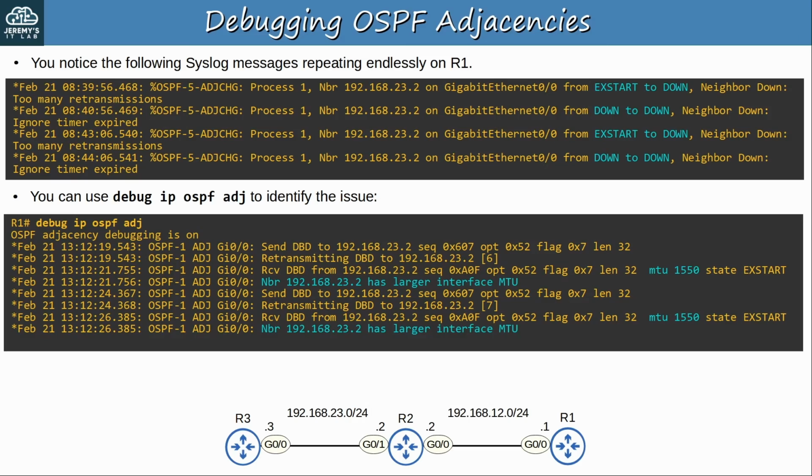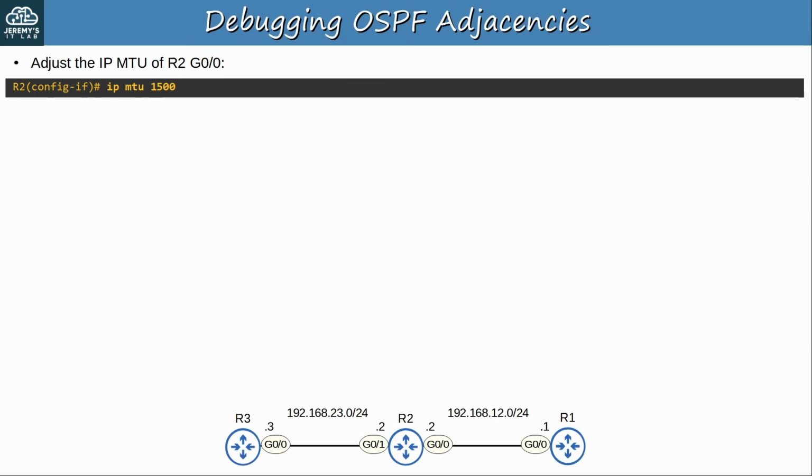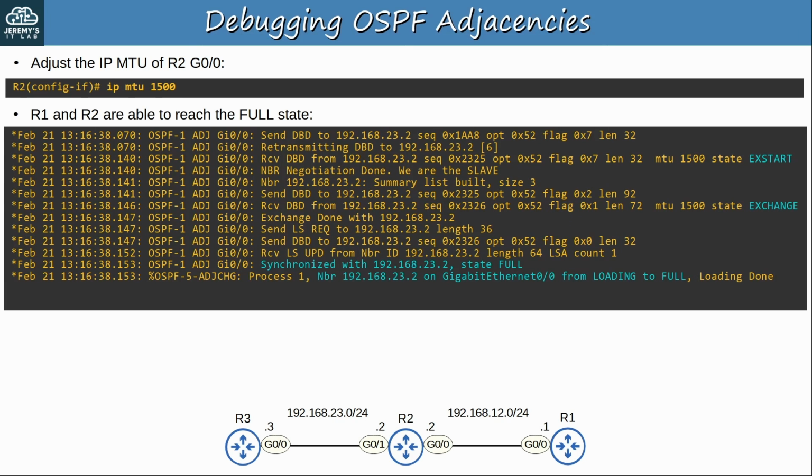R1 is saying that the neighbor, R2, has a larger interface MTU. It also states R2's MTU, 1550. R1's is currently the default of 1500, so that's the problem. If two routers have an IP MTU mismatch, they won't be able to reach the full state. So, I adjusted the IP MTU of R2's G0/0 interface. Then, R1 and R2 were able to reach the full state. Notice in the output you can see ExStart, Exchange, Loading, and Full.